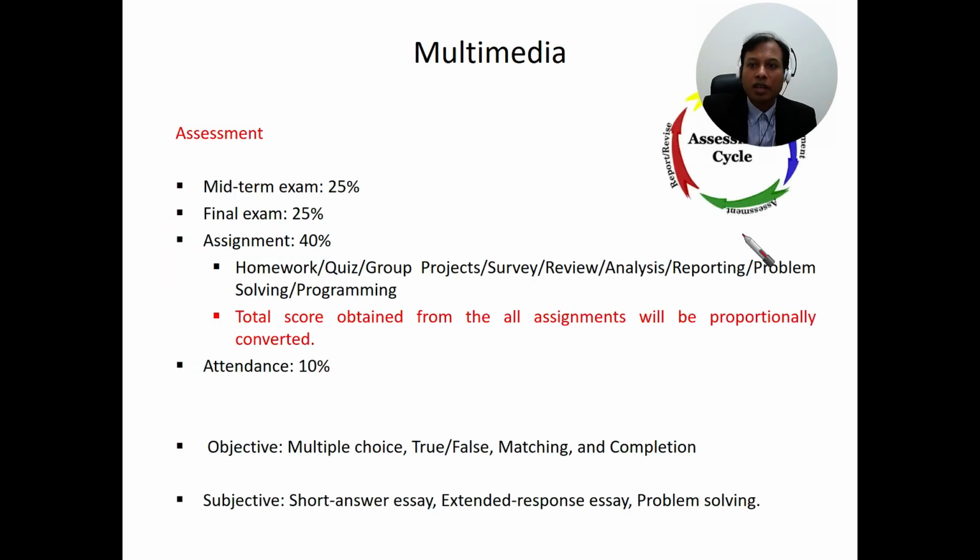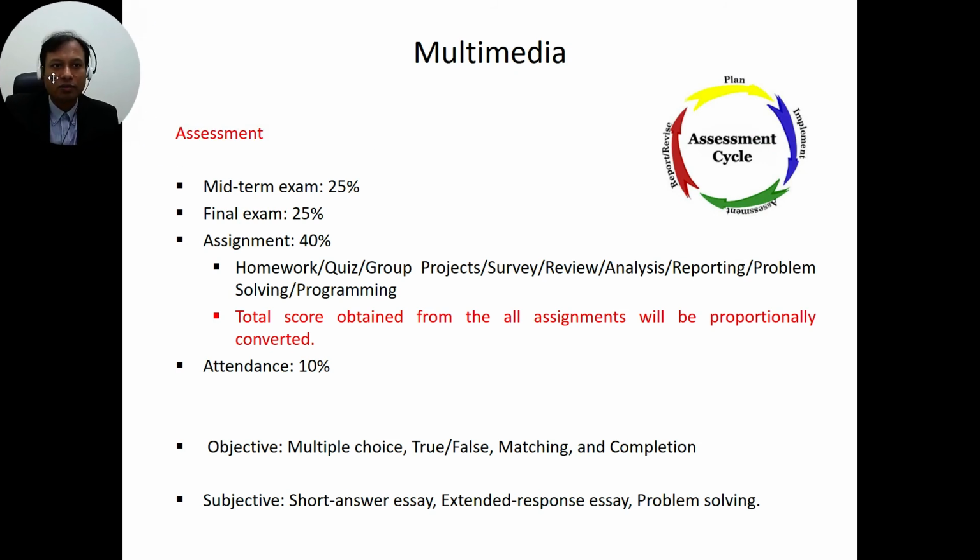Now, when it comes to the assessment, we have assigned 25% for the midterm exam, 25% for the final exam, and 40% for assignments. The assignments might be more diverse this time compared to previous semesters. I'll be taking homework, quizzes, group projects, and also you might have some survey, review, analysis, reporting, problem solving, programming, and some other tasks that I'll explain when I upload the assignments, and according to the instructions you will do them.